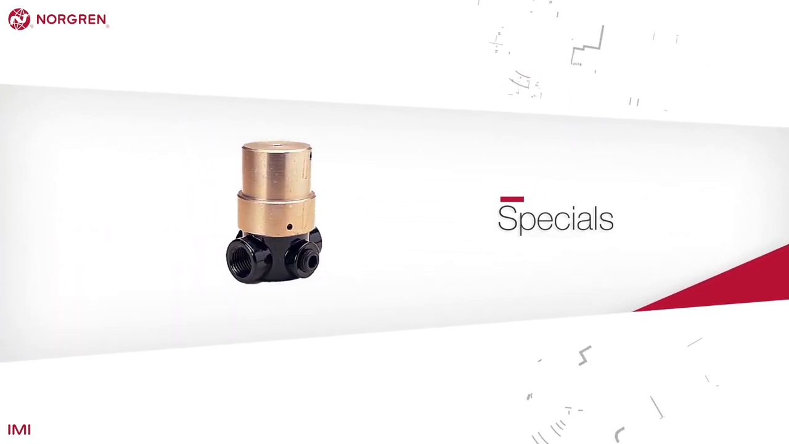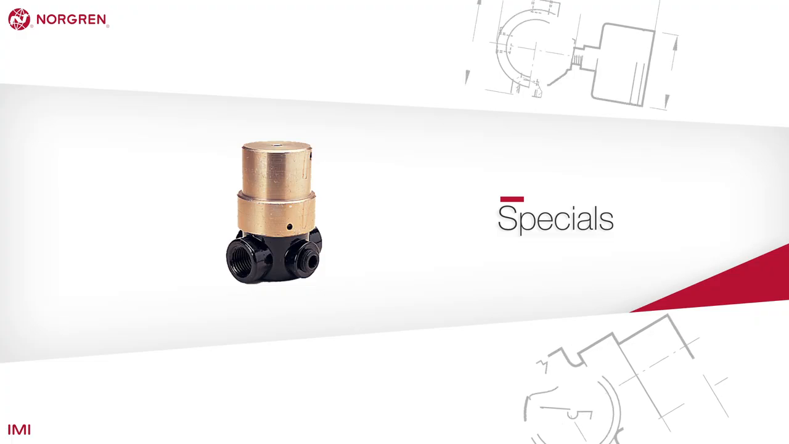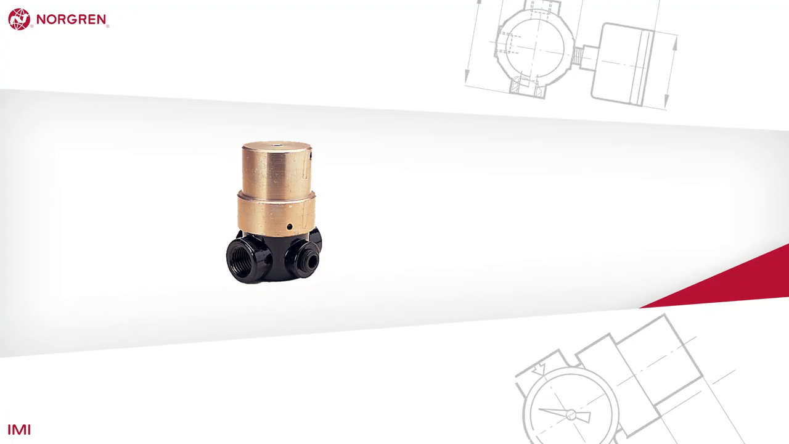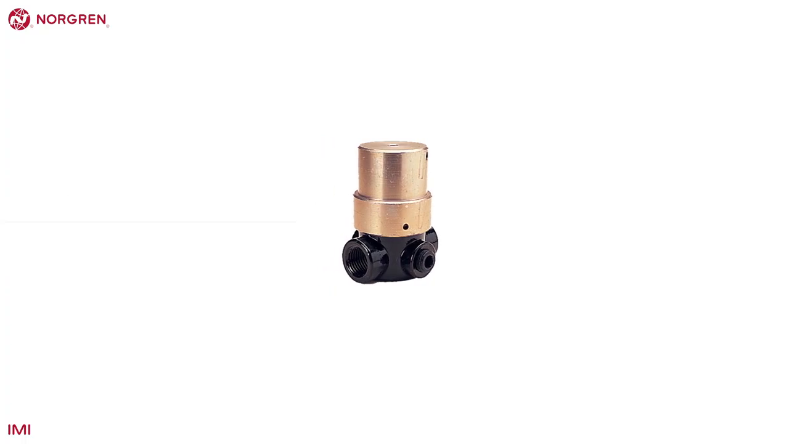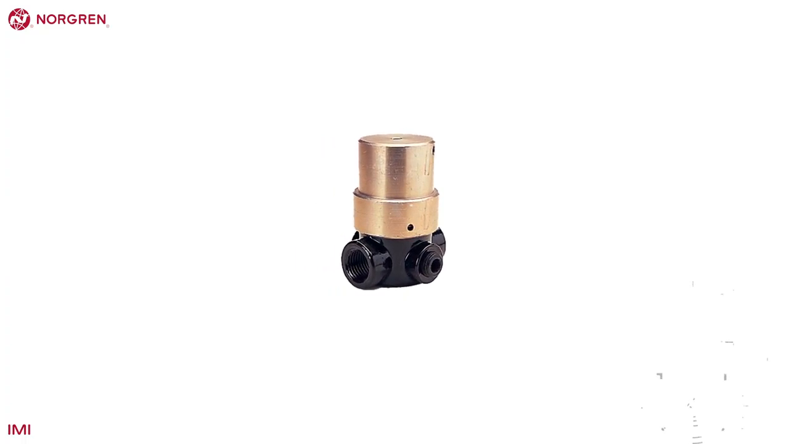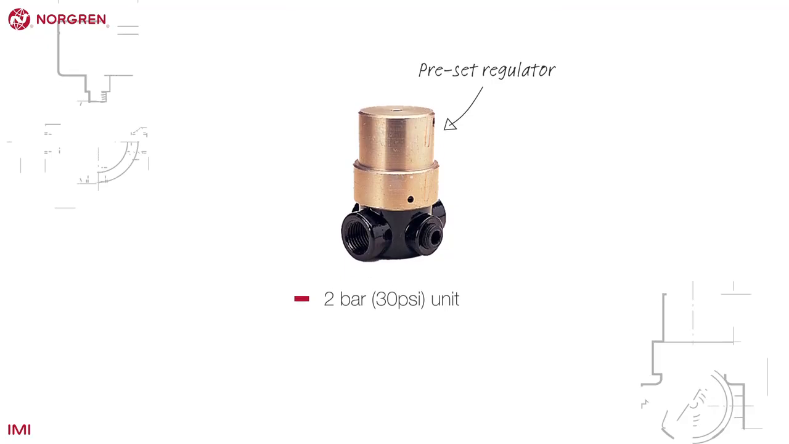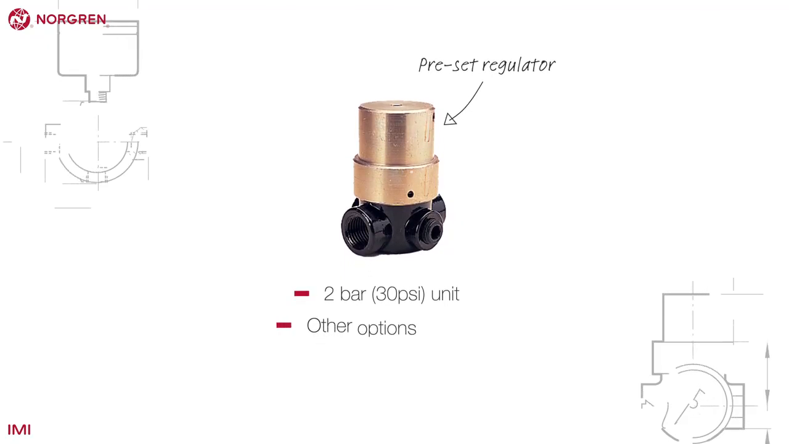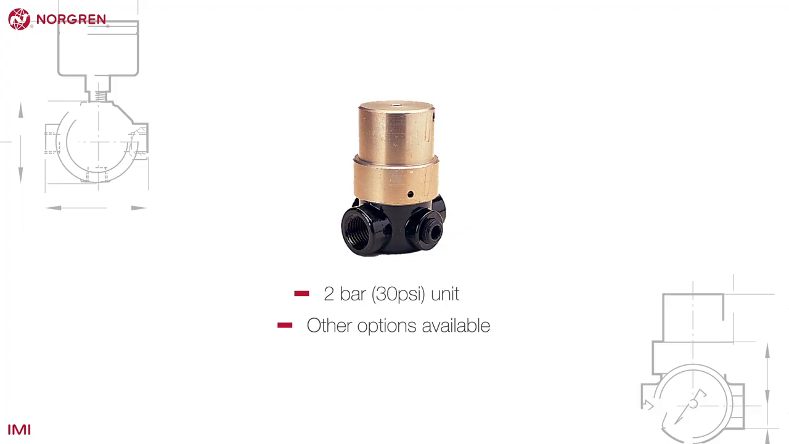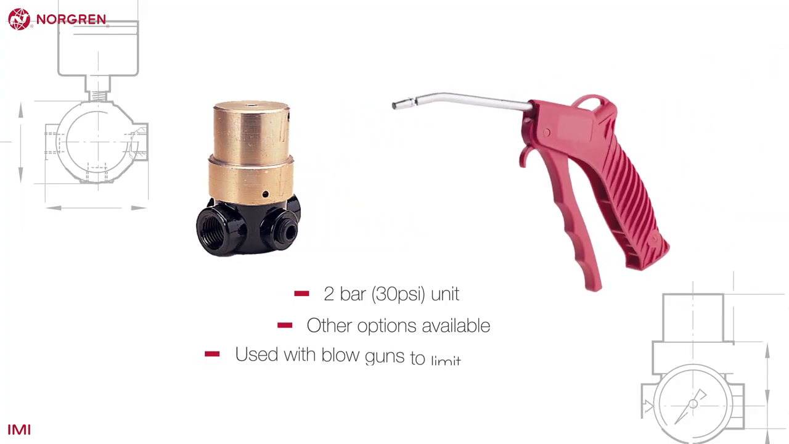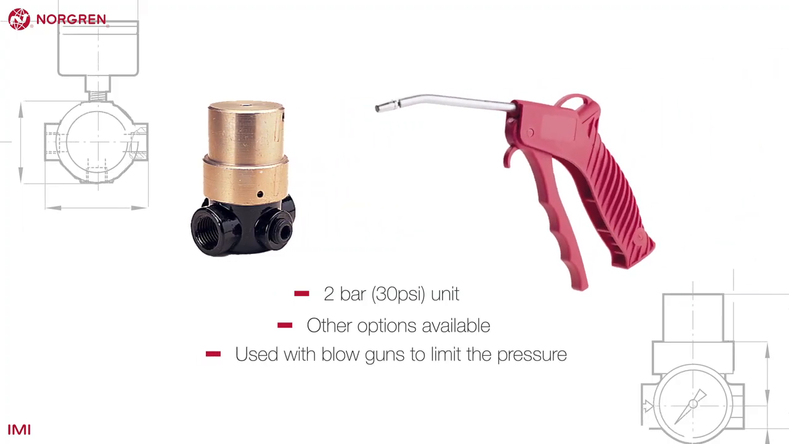Norgren offer a number of parts that are classed as specials. These are modified or enhanced products that have been released to all customers. A good example of a special product is the tamper-proof R16 preset regulator. The unit shown here is a 30 psi or 2-bar unit, although Norgren offer a number of other options. This item would normally be used with blowguns to ensure the pressure does not exceed 2 bar, which is the recommended maximum working pressure for a blowgun.